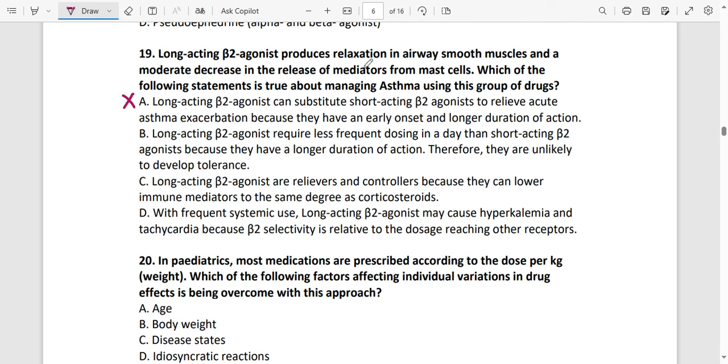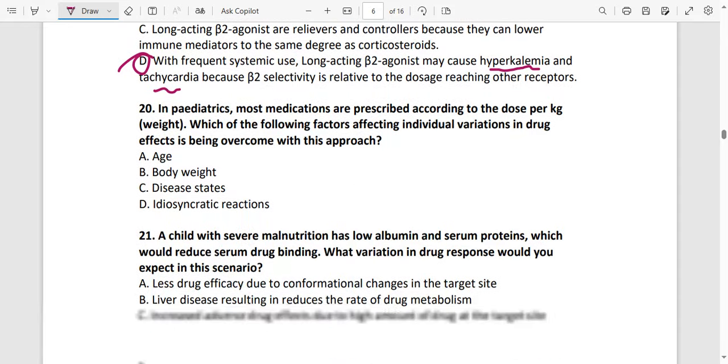Okay, good. So you can't substitute long for short for acute symptoms because they actually take longer to start working. So the best option you can pick there is the frequent systemic use. They can cause hyperkalemia, which can be manifested by muscle cramps, and tachycardia because selectivity is relative to the dosage. Those side effects I mentioned when I was talking about the short acting, but with prolonged use, they'll still end up causing these side effects.